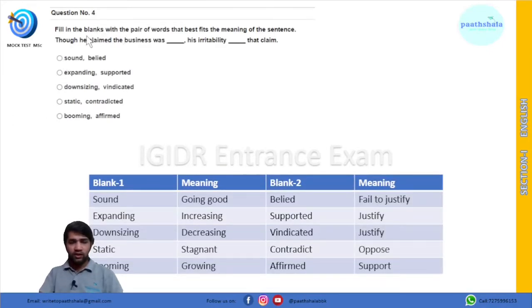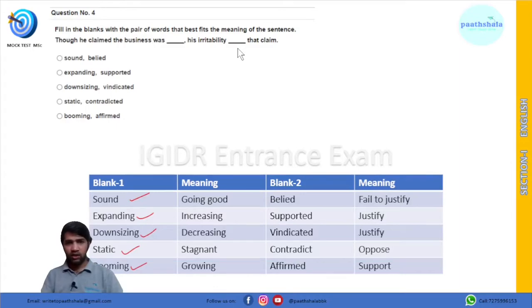Here it is a question from fill in the blanks. The question is, though he claimed the business was blank, his irritability blank the claim. Let's look at the first blank options. The first one is sound, which means going good. Expanding means increasing. Downsizing, decreasing. Static means stagnant. Booming means growing.